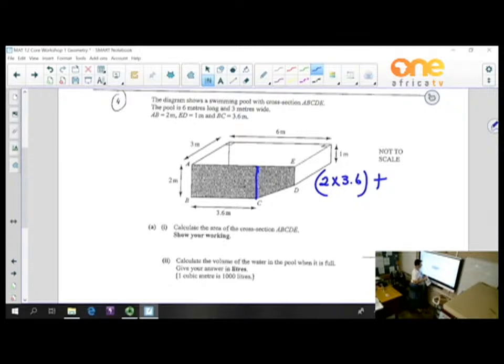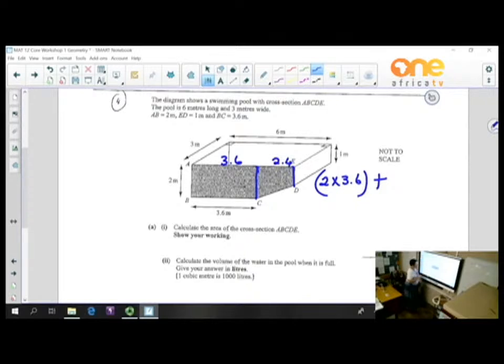Now, if you turn it around, you'll see that this is actually your parallel lines, and this is the height that we have there. Now, if this one is 3.6 and that one is 6, it means this part here is also 3.6. So we can subtract the two from each other, and then we can see that the height there is 2.4.